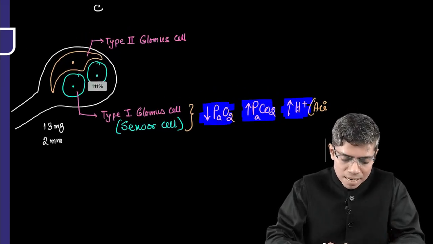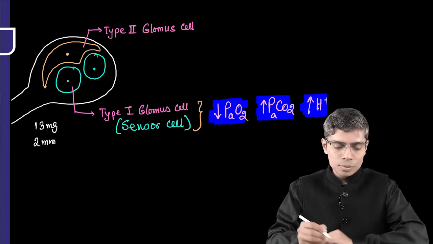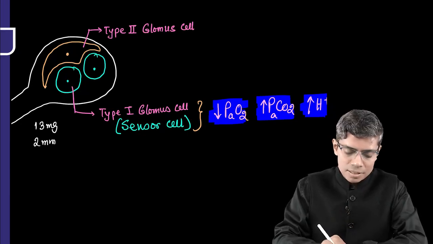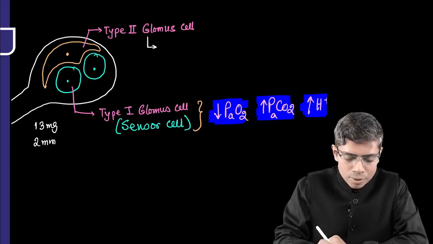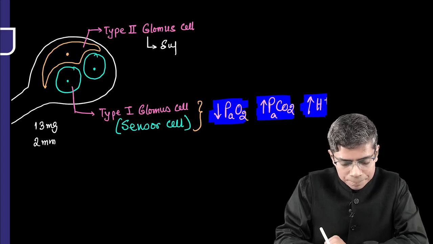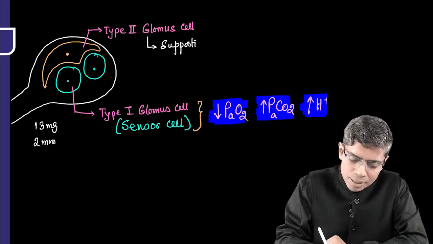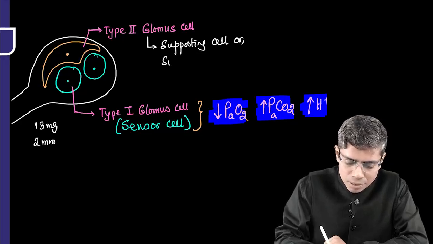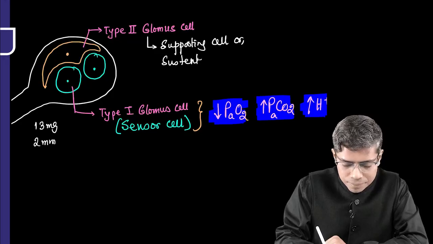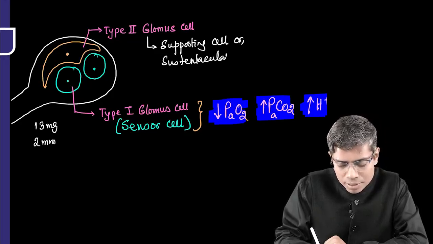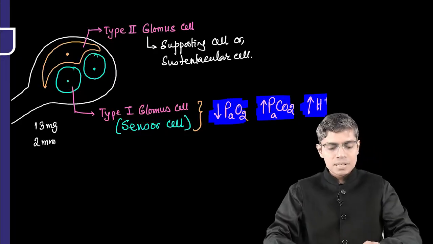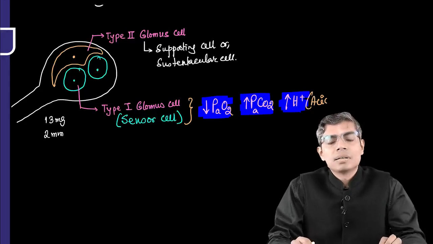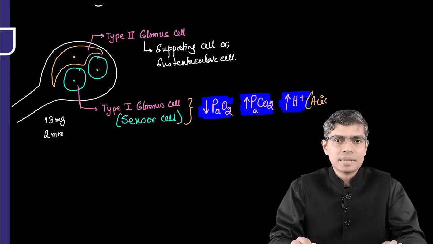So what is the role of this type 2 glomus cell? Type 2 glomus cells are surrounding and protecting this type 1 glomus cell. That's why they are known as supporting cells or sustentacular cells. So they are known as supporting cells or sustentacular cells for type 1 glomus cell, right?